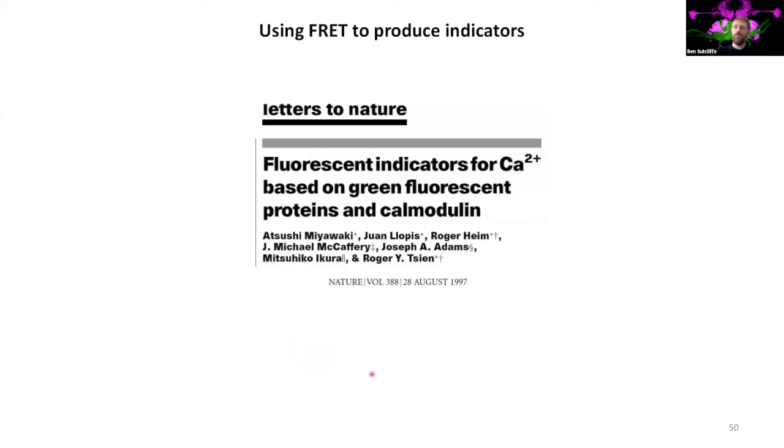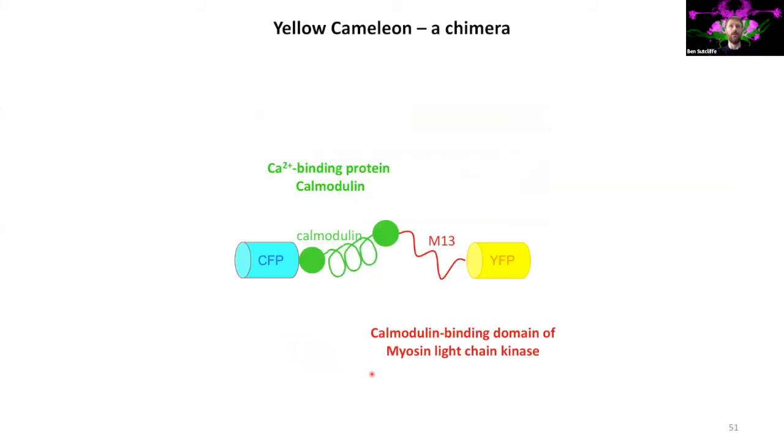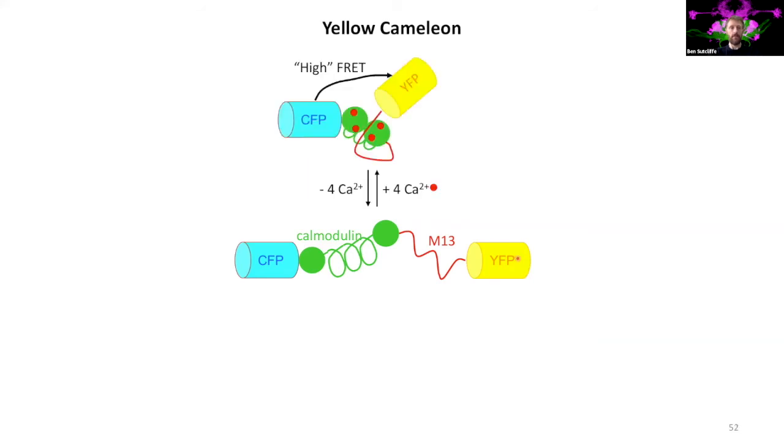One final thing that you can do with FRET is you can combine it with fluorescent proteins which are attached to molecules to measure something within your cell. So the first one published was the yellow chameleon, which is a chimera of CFP, the calcium binding protein calmodulin, the calmodulin binding domain of myosin light chain kinase, M13 here, and then YFP. So when you add calcium to this, you get a conformational change in the protein which brings YFP and CFP close together, and you get a high FRET signal between the two.